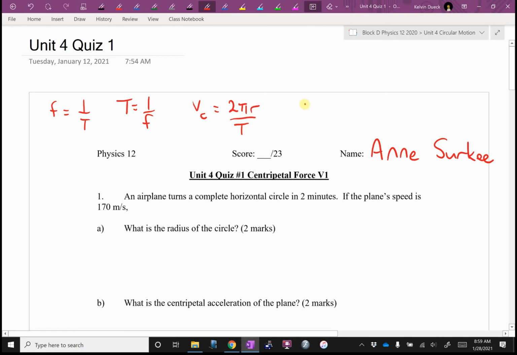And then we have 2 equations for acceleration. V squared over r, which v? The circular speed, centripetal speed. Or 4 pi squared r over t squared. Which one of these do I use? Well, if they ask for or mention speed, I'll use the v squared over r. If they ask for or mention period, I'll use the other one.